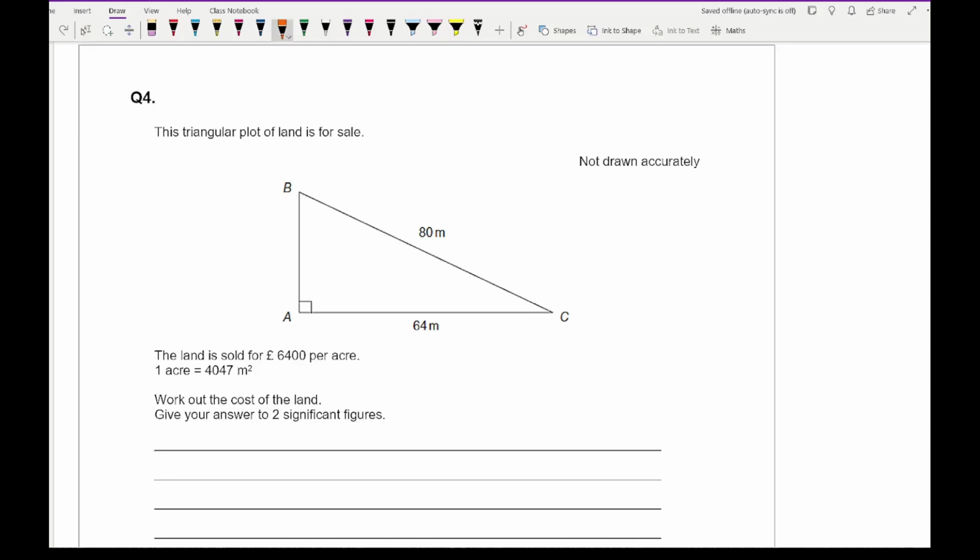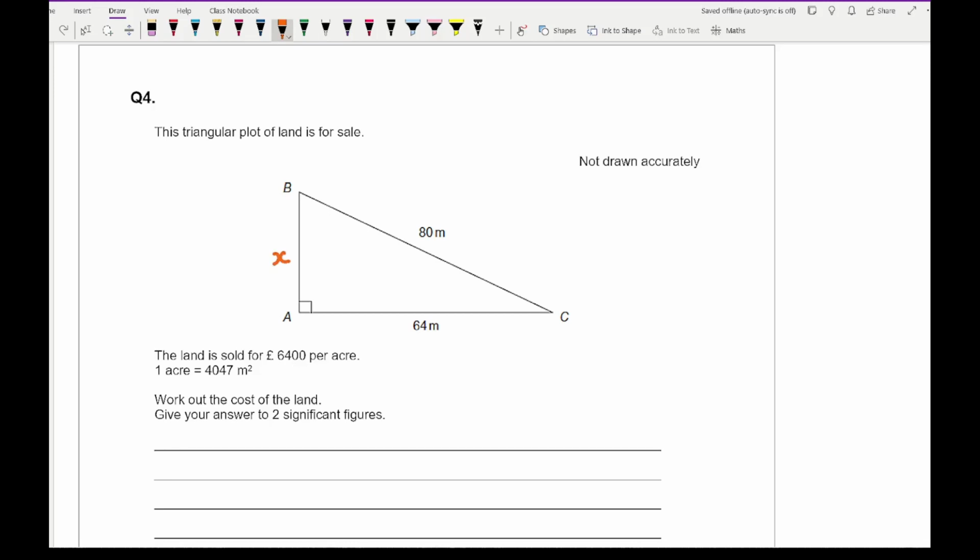So first things first, what I need to do is work out the area of this triangle, and to work out the area of the triangle I need to know the base and the height, or half ab sin C. Now I'm not going to use trig because I don't know what the other two angles are apart from the 90-degree angle, so we're not going to go for that one.